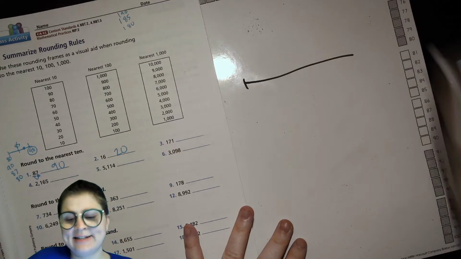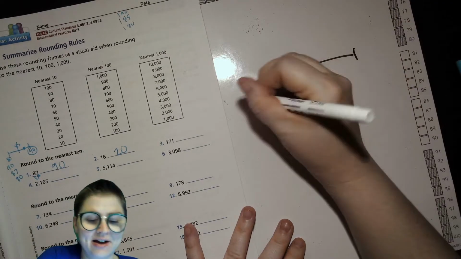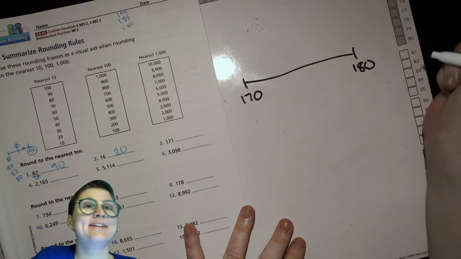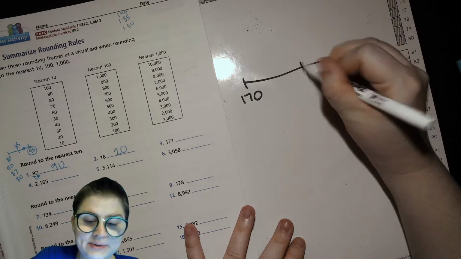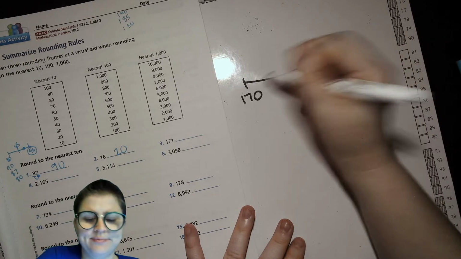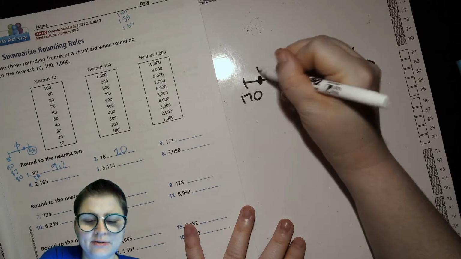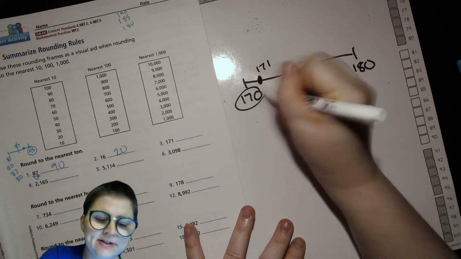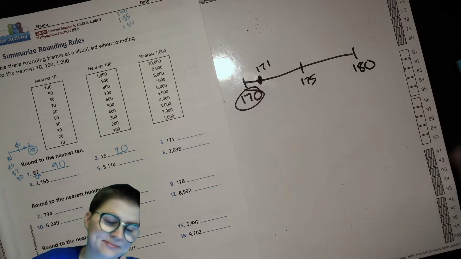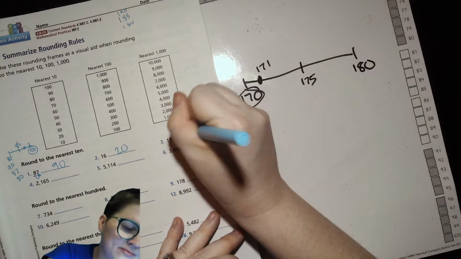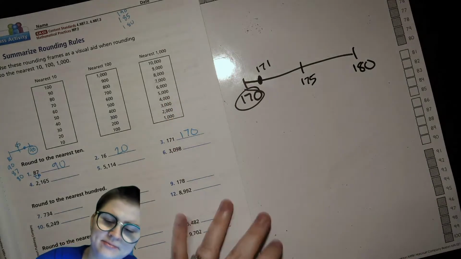New number line. 171. Which two tens is that in between? 170 and 180. Right? What's in between? 175 is right in the middle. Where's 171? Right about here, right? So that means it's a lot closer to 170. The nearest 10 is 170.